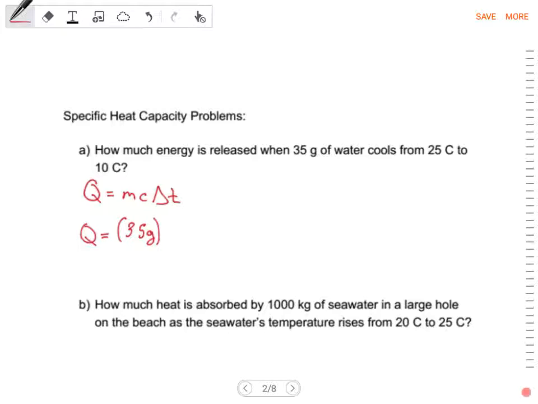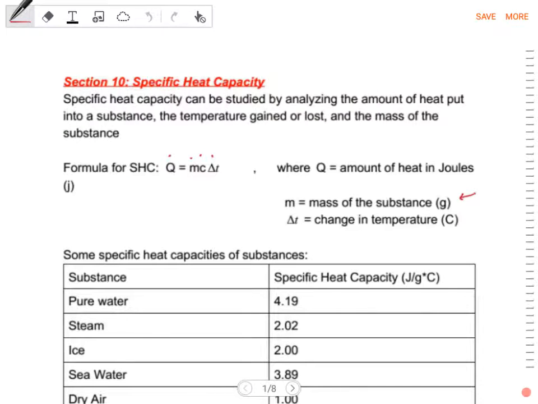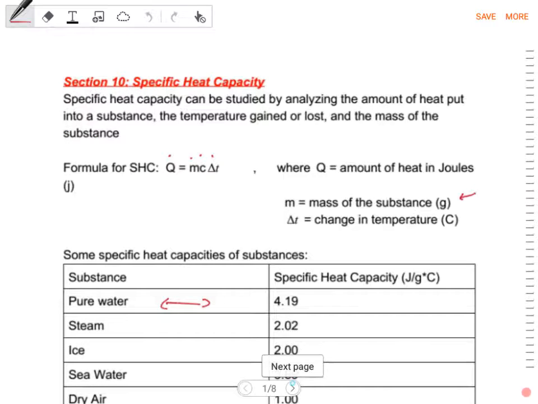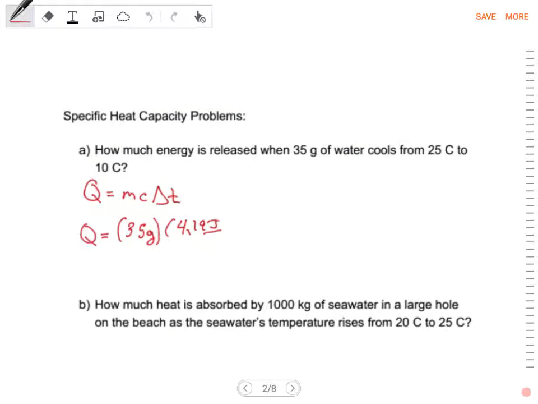Now, the C value is your specific heat capacity of water. Now, this is liquid water, so we're going to go back, and we'll count that as this state right here, 4.19. So 4.19 joules per, I believe it's gram degrees Celsius. Yes, gram times degrees Celsius.